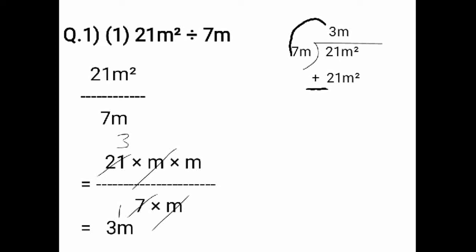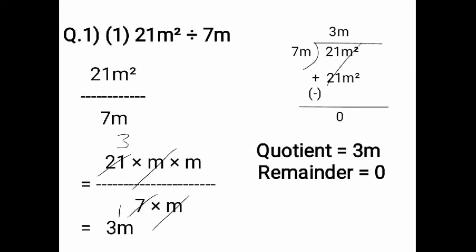Okay. Now next step you have to take the opposite sign, minus. The plus sign is there. Like this. Okay. Now you have to subtract. 21m square minus 21m square is getting how much? 0. You are getting remainder 0 on division of polynomials. You have to do cancellation like this way, and then you have to write remainder 0, and then quotient and remainder you have to write finally. Quotient is equal to 3m, remainder is equal to 0, like this way.